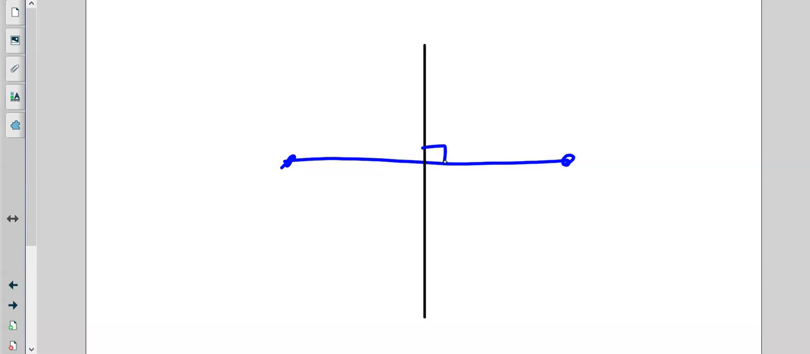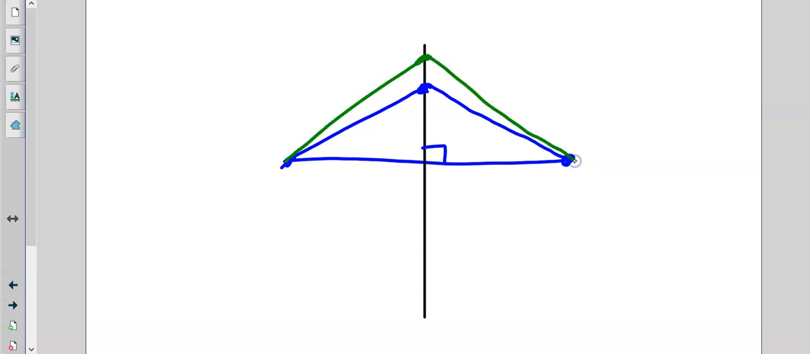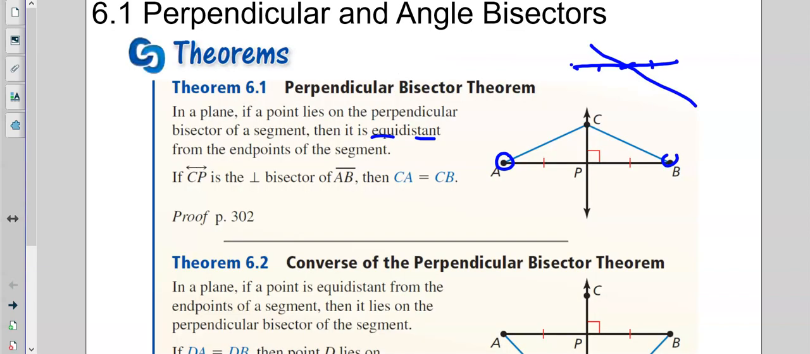and it's perpendicular, then if I put a point here, this line is going to be the same measurement as this line. If I put a point here, this line will be the same measure as this one. If I put a point down here, this will be the same measurement as this. Kind of cool.